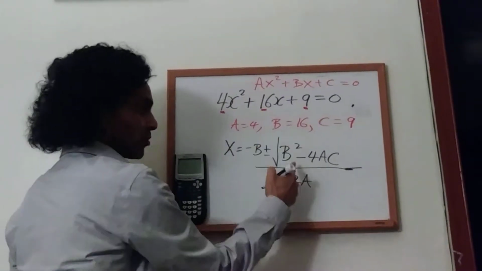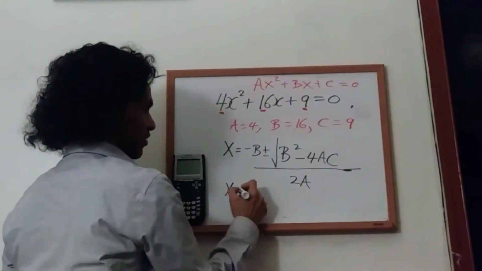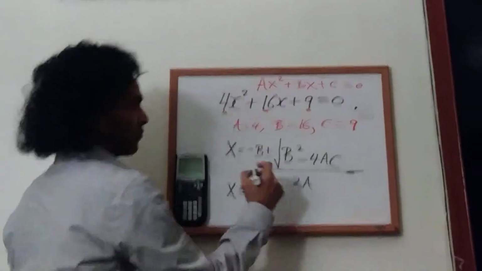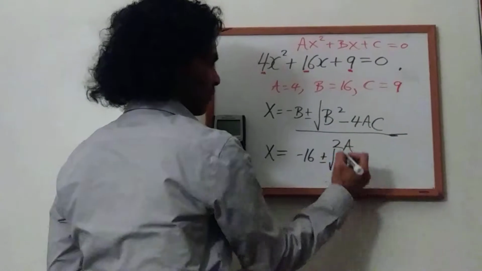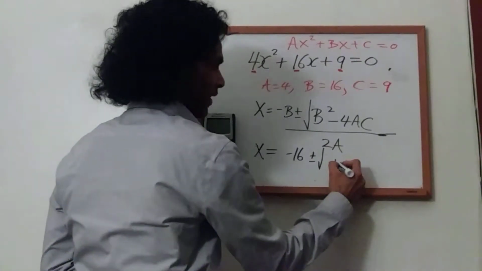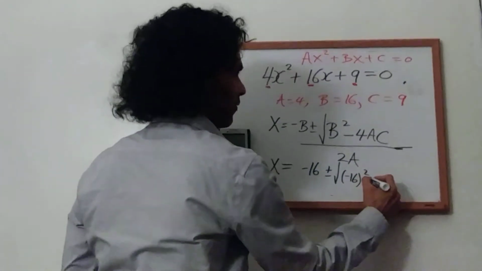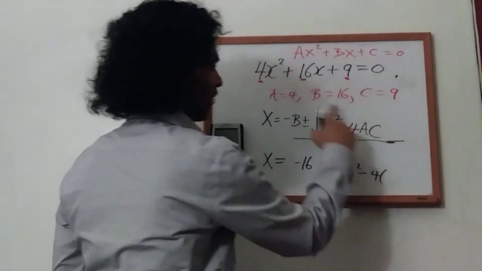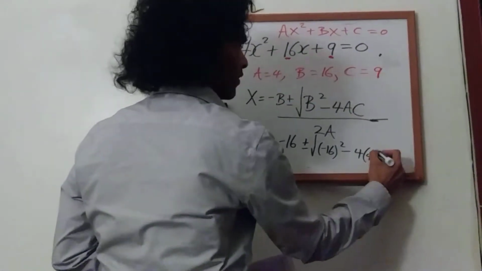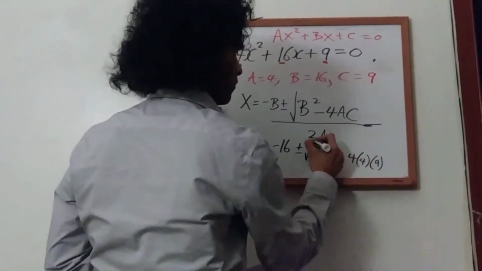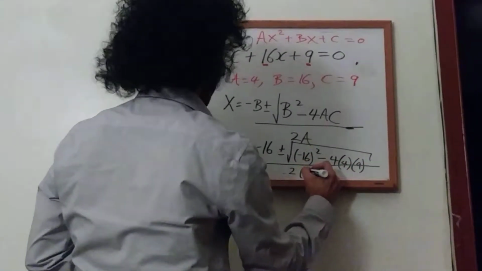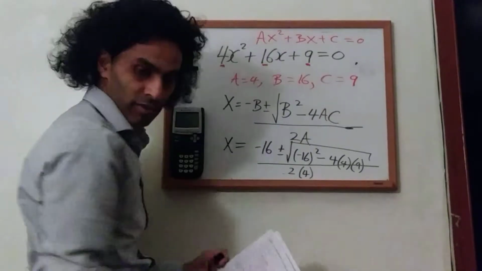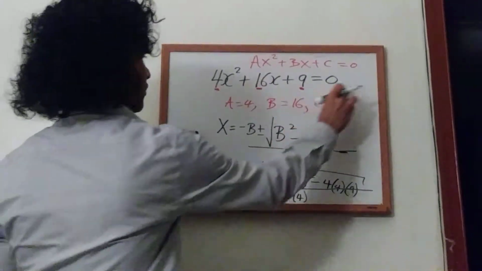So clearly we'll substitute the letters now. So x is equal to negative b, which is negative 16 plus or minus the square root of negative 16 squared minus 4 times the value of a, which is 4, times the value of c, which is 9, all divided by 2 times the value of 4, right? So I will erase the top here now.